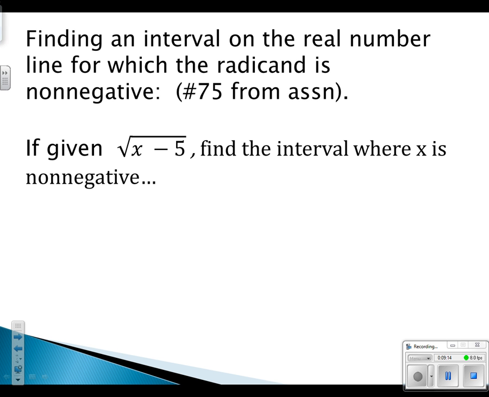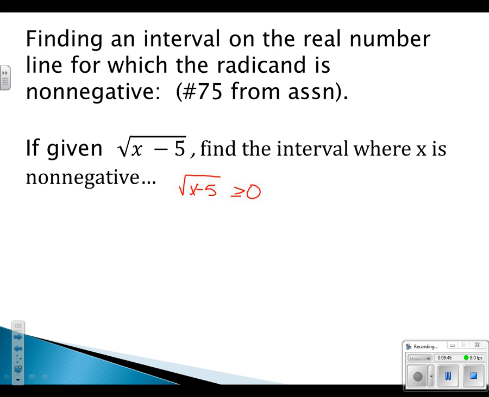All right, so this is another topic that's in this section, finding an interval on the number line for which a radicand or a square root is non-negative. I pulled this one from the assignment. It's number 75 in there. It says if given the square root of x minus 5, find the interval where x is non-negative. All right, well, if I want it to be non-negative, it means I want it to be positive. So I want it to be greater than or equal to 0.